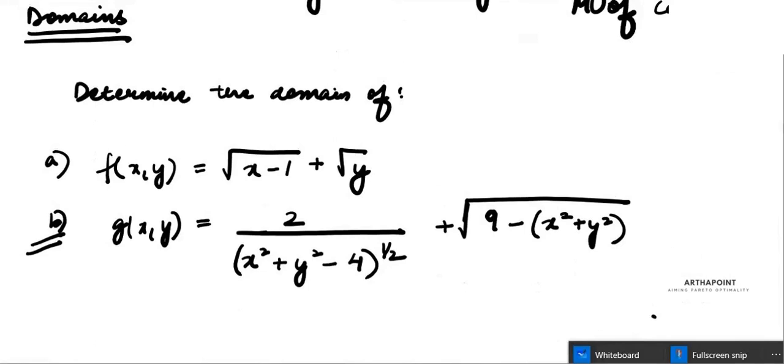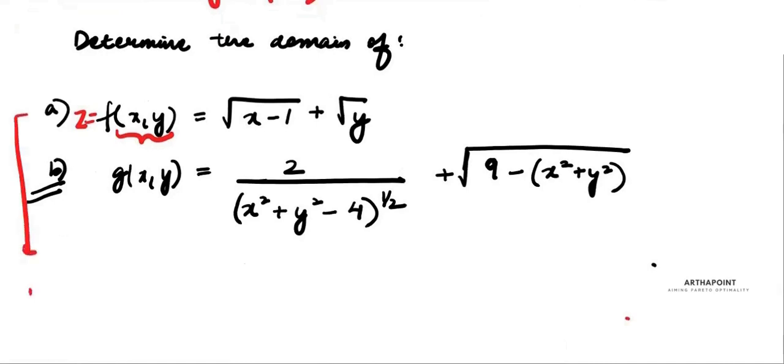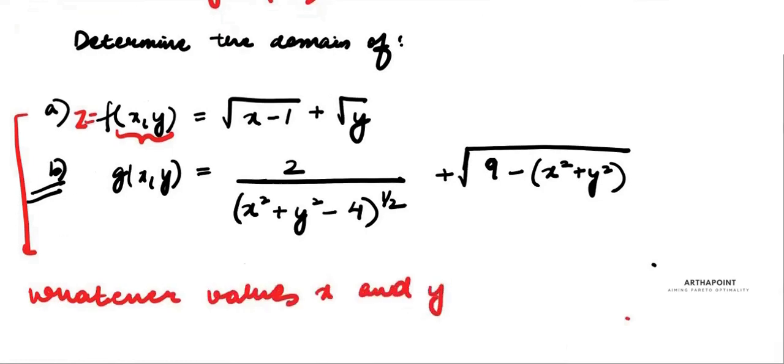The major part that I want to cover here is called domains. Till now we have always been talking about domain of X and range for Y. I have always been saying that if Y is a function of X, whatever values X will take, that is the domain, and whatever corresponding values Y will take, that is the range. But now I have Z as a function of X and Y. So whatever values X and Y will take, that will be the domain.